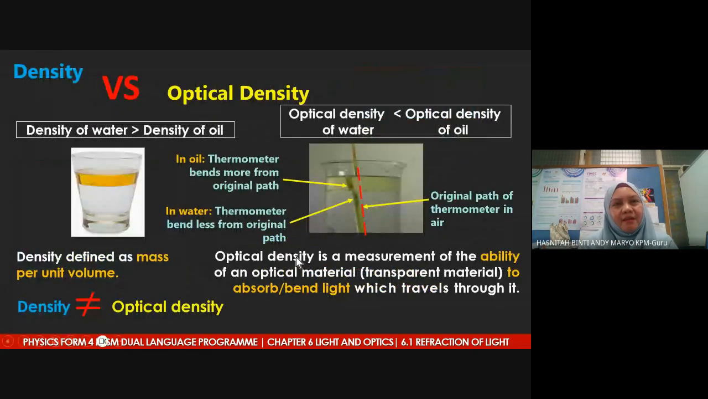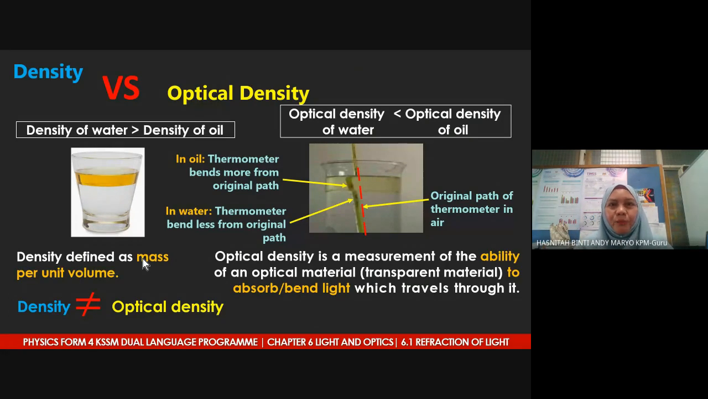Next, this is another important thing I want you to understand: density versus optical density. So students, when we talk about refraction of light, the two mediums where the light travels, we actually consider their optical density. They are different in optical density, not in density. What is the difference between density and optical density? Density is defined as mass per unit volume. Rho equals m divided by v, the formula for density.